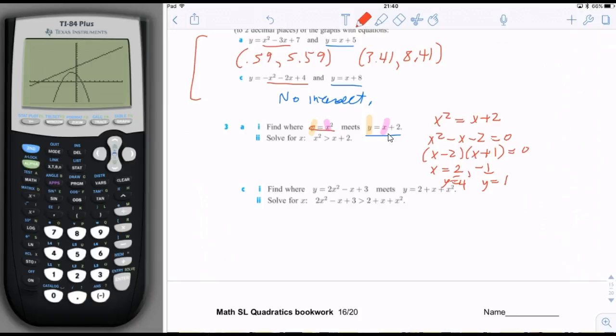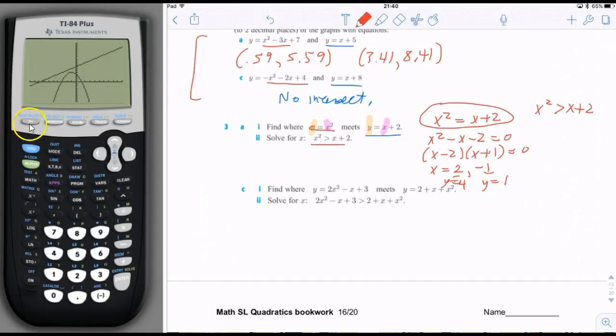All right. Now it asks us a different question. It says, solve for x when x squared is greater than x plus 2. Okay. So we know that at x equals 2 and x equals negative 1, x squared is equal to x plus 2. Now it wants to know when is x squared greater than x plus 2.